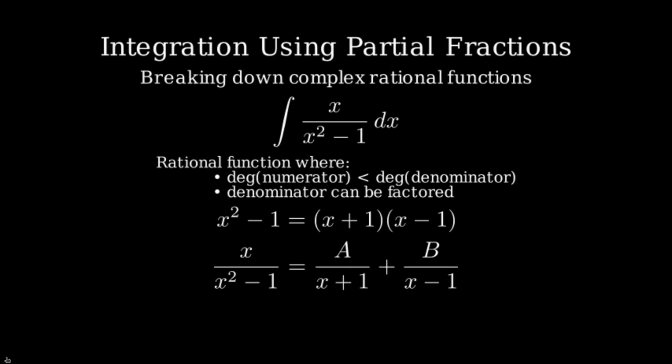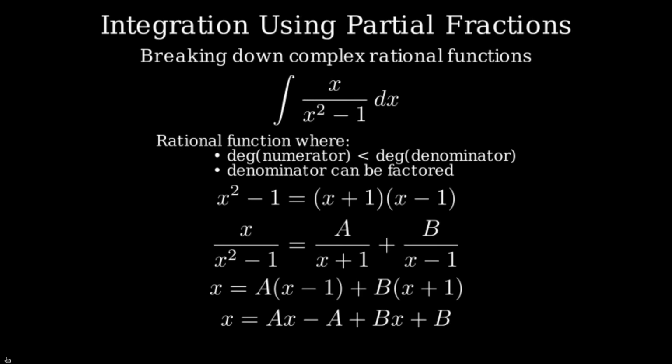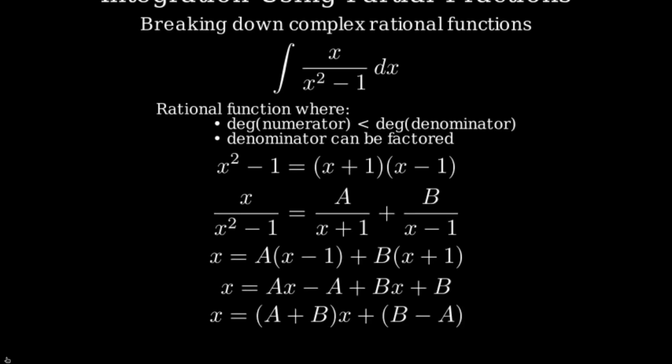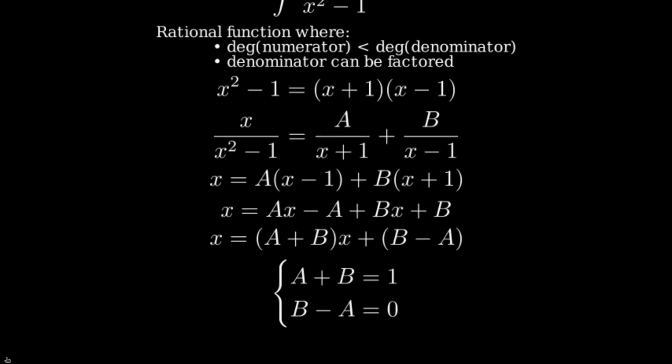To find a and b, we multiply both sides by x squared minus 1. x equals a times (x minus 1) plus b times (x plus 1). Expanding the right side, x equals ax minus a plus bx plus b. Combining like terms, x equals (a plus b) times x plus (b minus a). Since this equation must be true for all x, the coefficients on both sides must be equal.